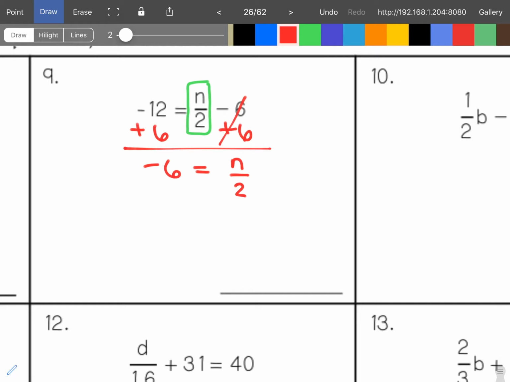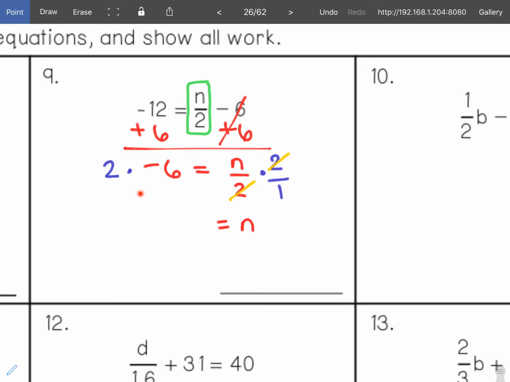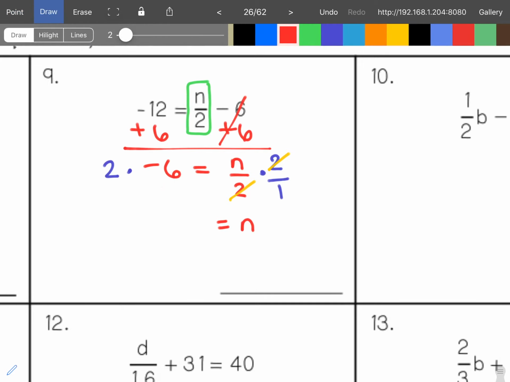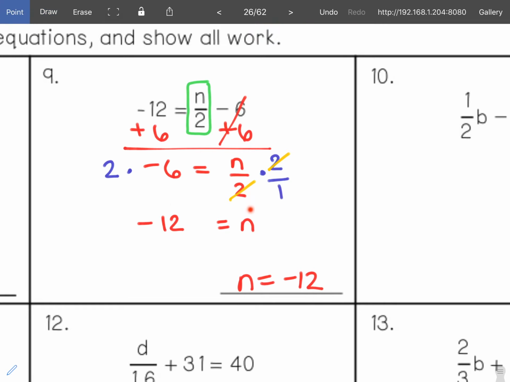We still have one more step. That says n divided by 2. So the opposite of dividing is to multiply by 2. You can use parentheses or you can use the dot. Either way is fine. Remember, that's like 2 over 1. So these will cancel. You still have your n on this side. And then we need to think about what this ends up equaling here. We have 2 times negative 6. So that would be negative 12. So my solution is n equals negative 12. Now, it really wouldn't matter if you left it as negative 12 equals n or n equals negative 12. They mean the same thing.